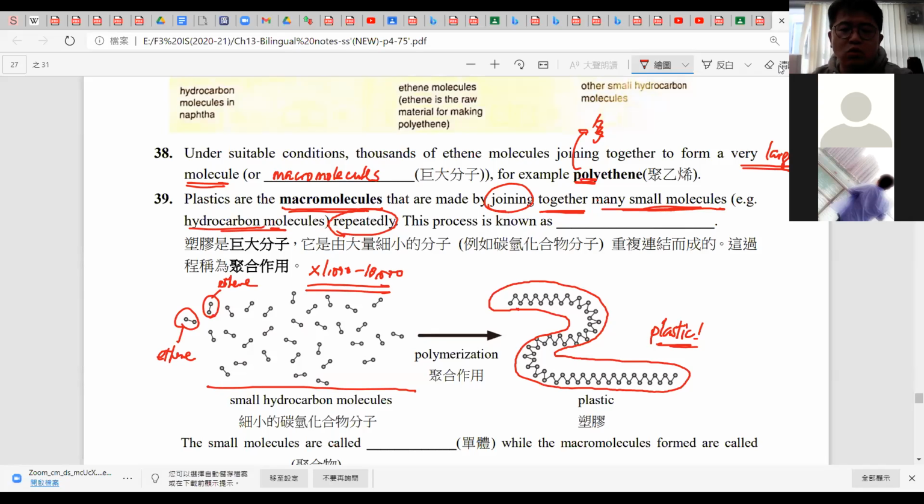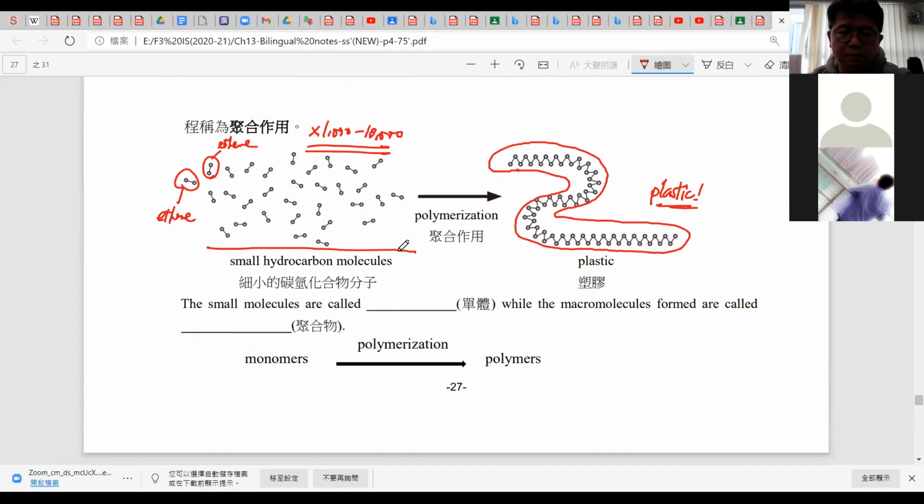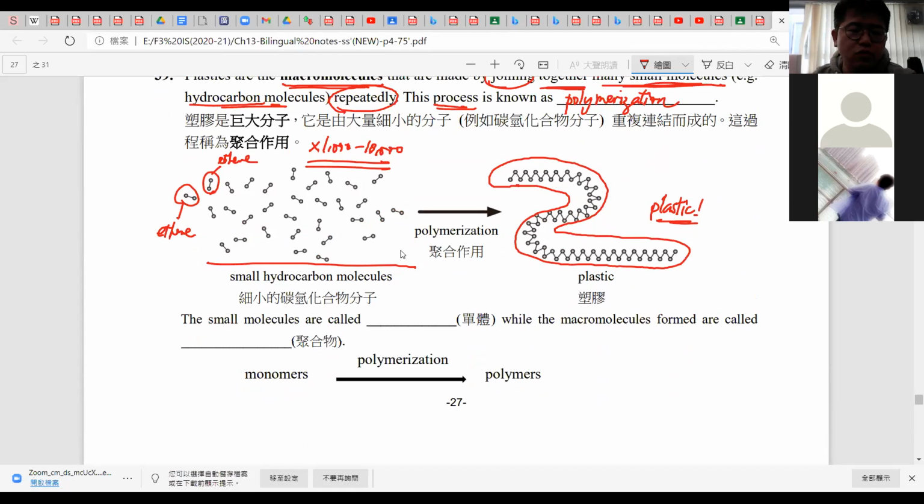While the process 一個過程 we call polymerization. While the chemical that we can get, it is called polymer. So if you use the small molecules, we will call that a monomer 單體，一個單一個單位嘅嘢，叫單體。While the macromolecules formed, we call that polymers 聚合物。So it is generalized by that equation.